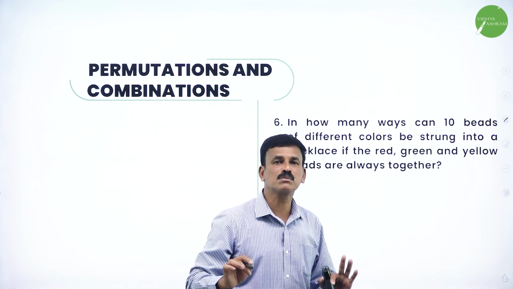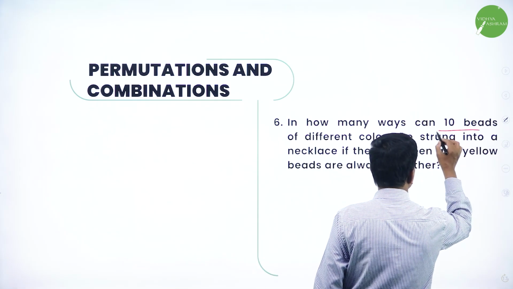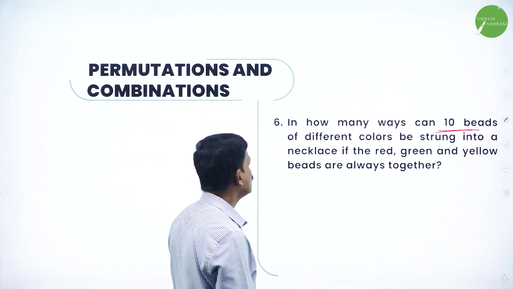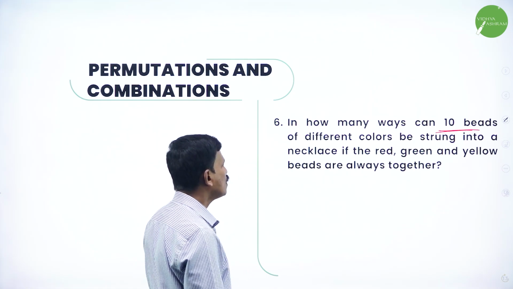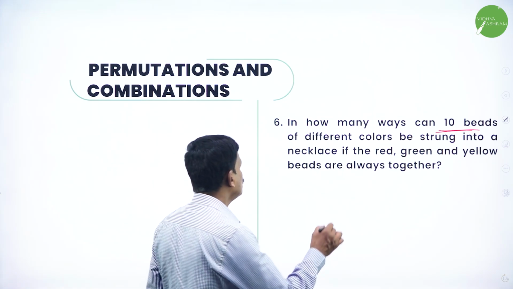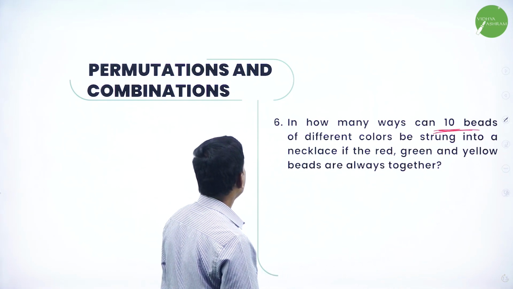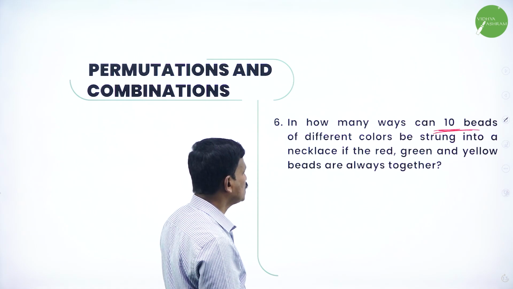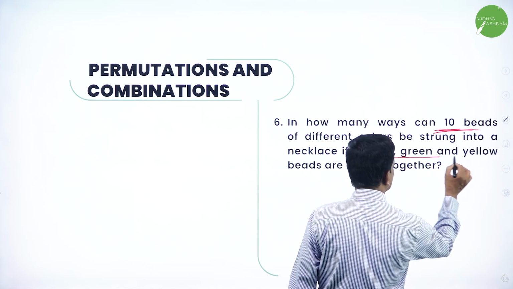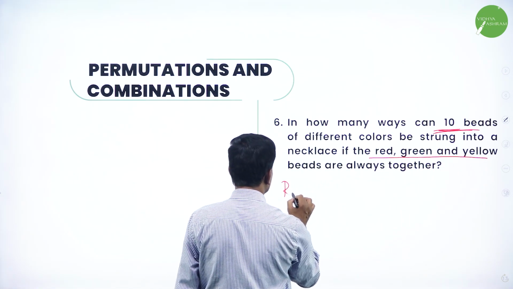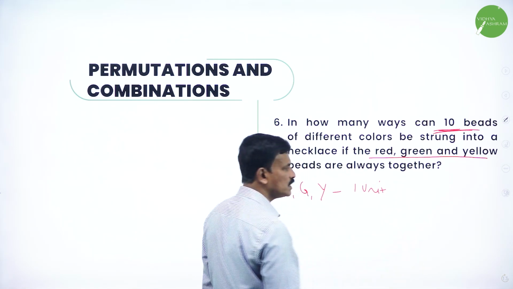Now, let us move on to the next problem. In how many ways can 10 beads of different color be strung into a necklace if red, green and yellow beads are always together? So, different 10 beads. Now, consider this red, green and yellow as one unit. All these 3 as one unit.